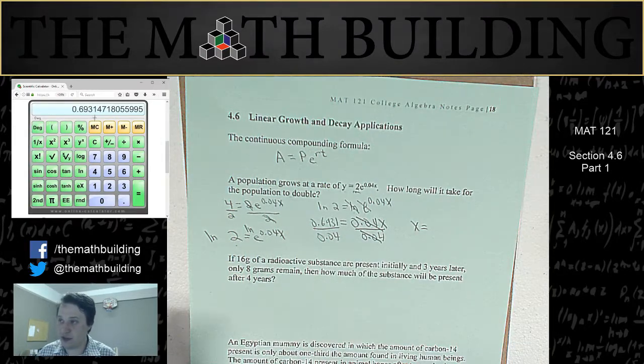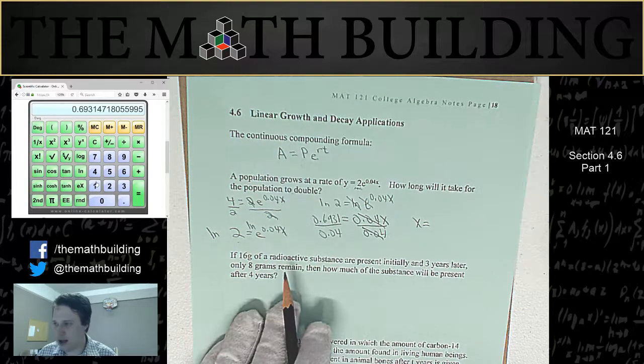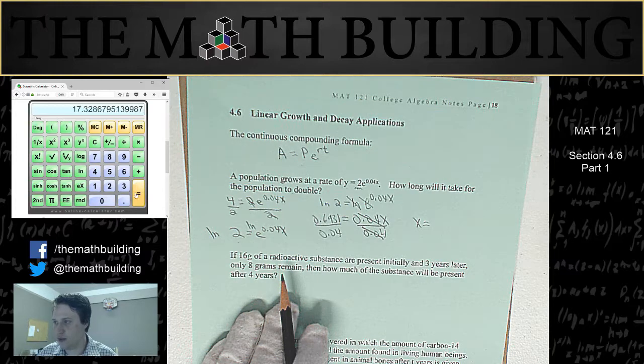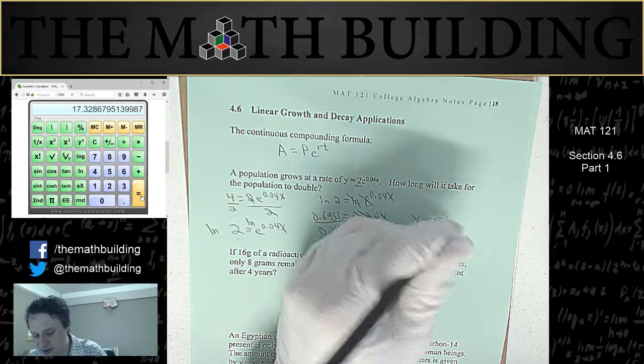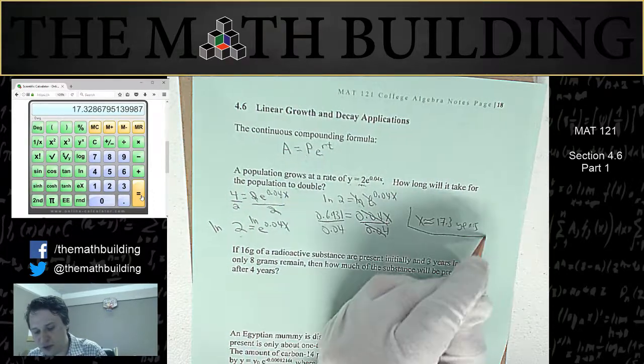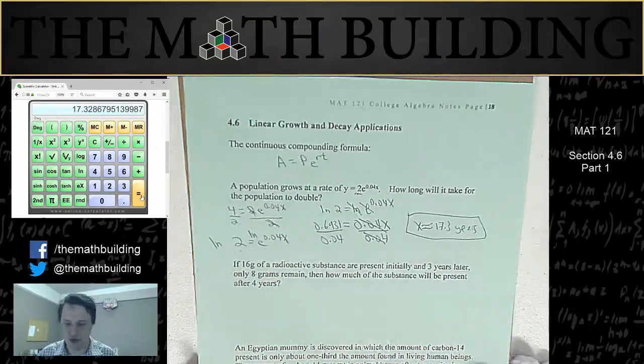So I'm going to keep this number in here so that my answer is more accurate. Natural log of 2 divided by 0.04. Natural log of 2 divided by 0.04 is equal to, and you get an answer of approximately 17.3 years. So if we're growing at a rate of 4% continuously, then we're going to double about every 17.3 years.